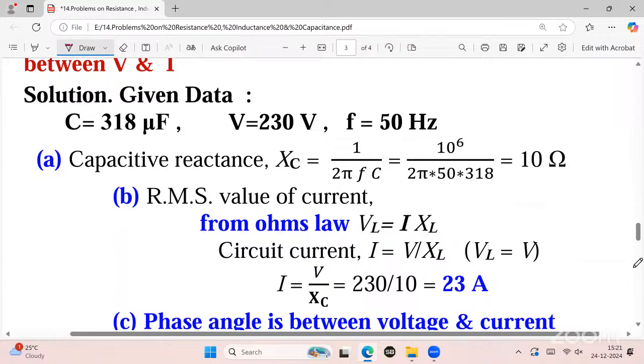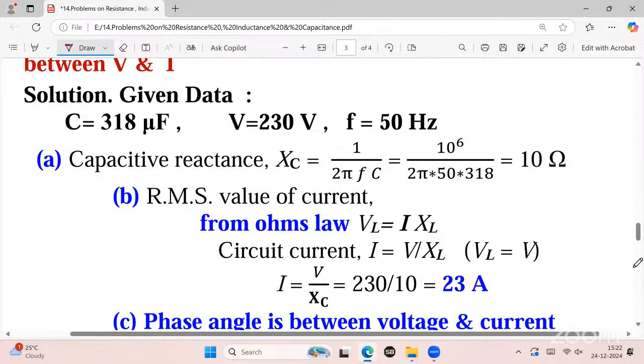What is the first one? Capacitive reactance, designated as Xc. Inductive reactance is XL, capacitive reactance is Xc. Measured in ohms. What is the formula? 1 by omega C. What is omega? 2 pi f. The formula is 1 by 2 pi fC.